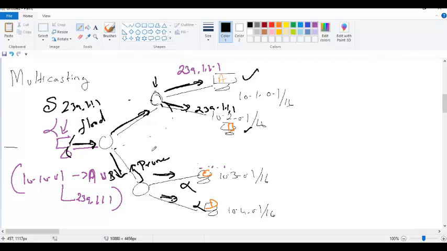But the problem is, it is not pruned once for all. Again flooding will happen, again pruning will happen, again flooding will happen, again pruning will happen. This is unwanted bandwidth and CPU utilized.